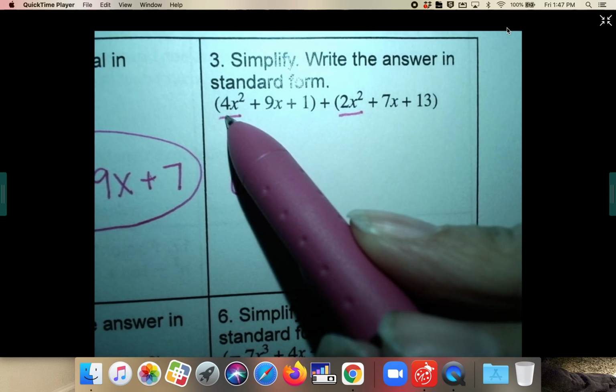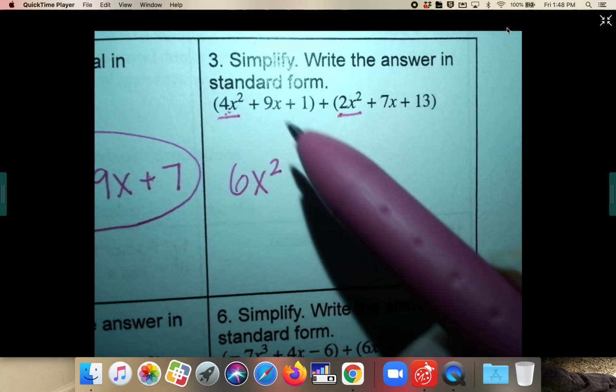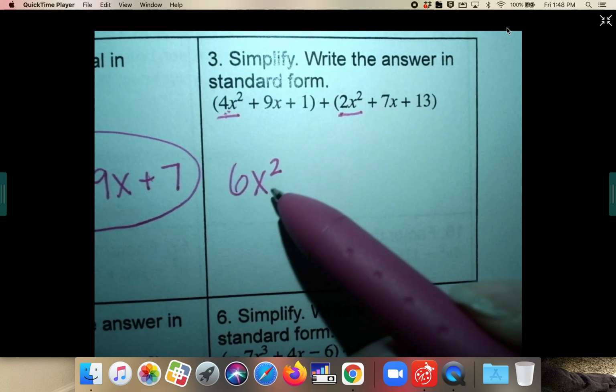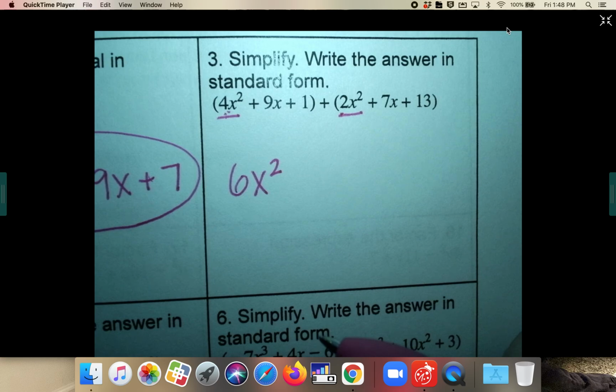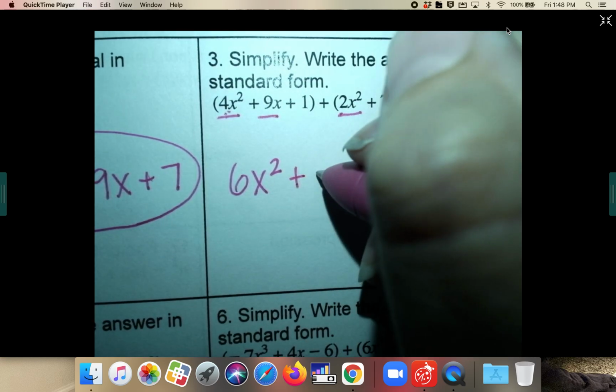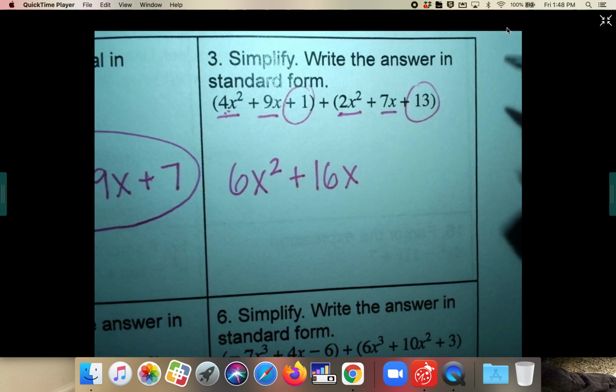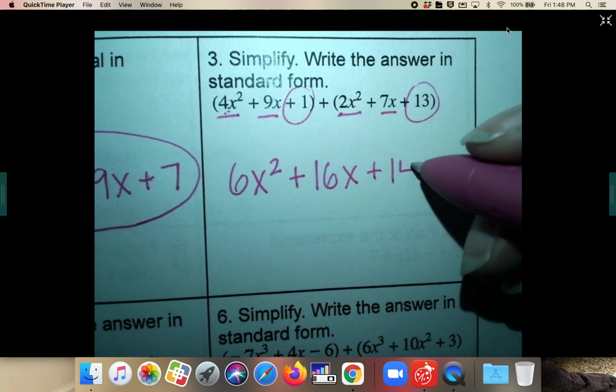When you're adding, you're just combining like terms, which is just the coefficient, which is just the number in front. The x squared is kind of just like its label, so you just stick the label with it. Next, we have 9x plus 7x, which is plus 16x. And then you've got 1 plus 13, which is positive 14.